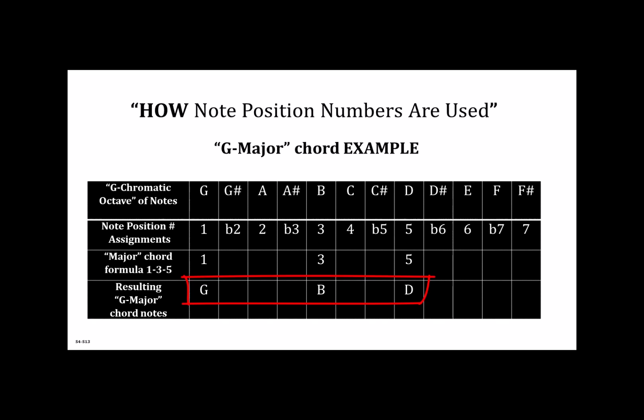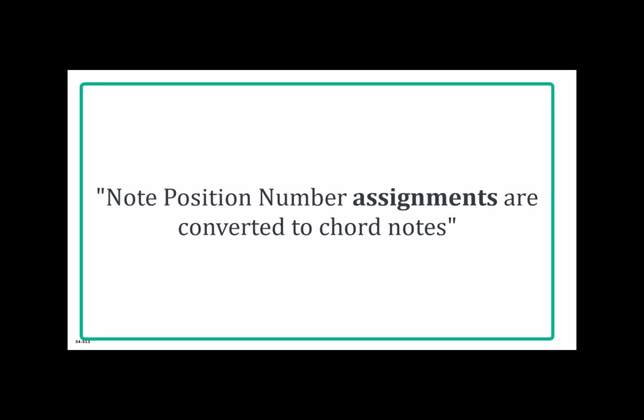So every time we play the notes G, B, and D, we are making a G major chord. This is where maybe a music reader may not know that it's a G major chord. They're just playing the notes G, B, and D. They just hadn't made the connection necessarily to that unless they've studied it. So in this process example, I hope you now understand how note position number assignments are converted to chord notes.